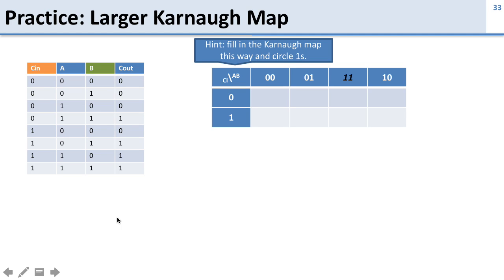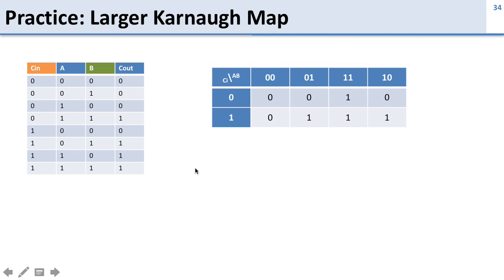Let's try this on a larger Karnaugh map. So here's a more complicated formula here, and let's go ahead and fill out the Karnaugh map for this. So here we go, we filled in the Karnaugh map here, and we can just double check it. So when A and B are both 1, and carry in, C in is 1, we should have a 1 here. So here's A and B are both 1, and carry in is 1, and we get a 1. So those are the right values there.